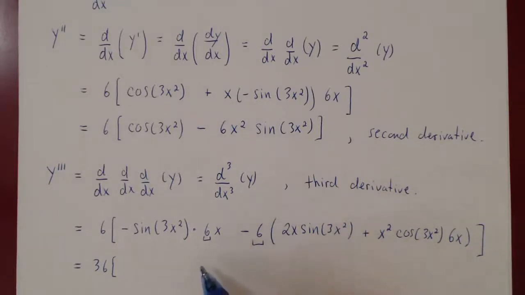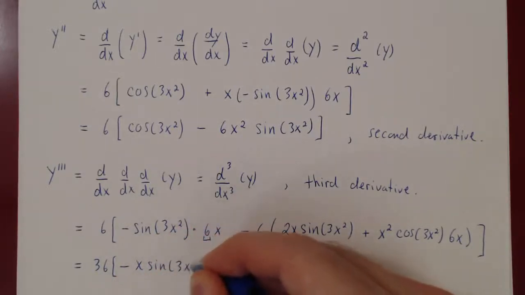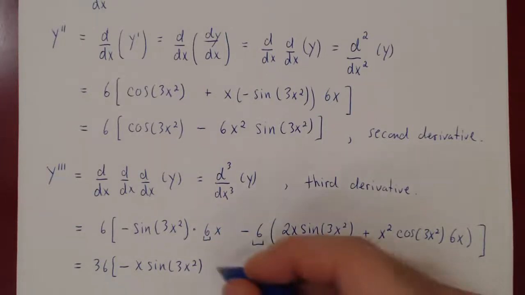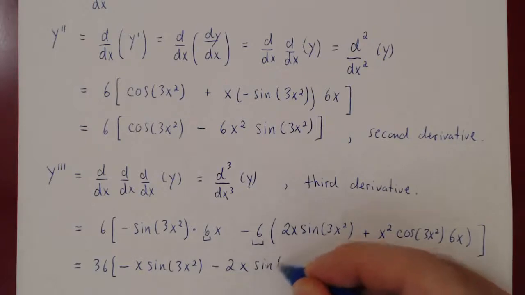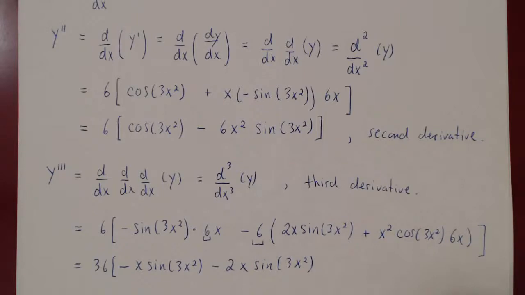We'll have here a negative x sine of 3x squared. This will be negative 2x sine of 3x squared. This will be a negative 6x cubed cosine of 3x squared.